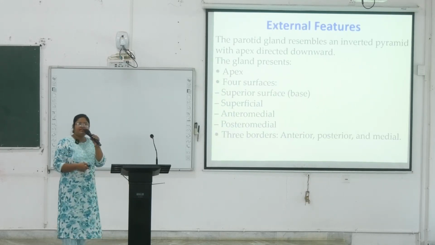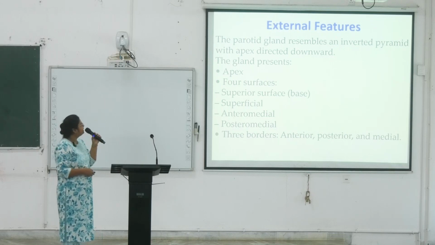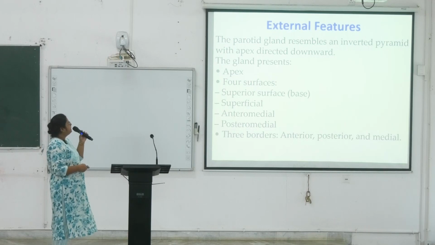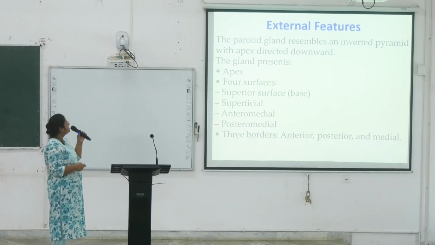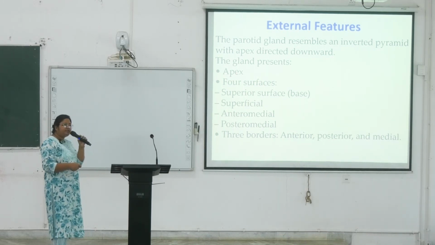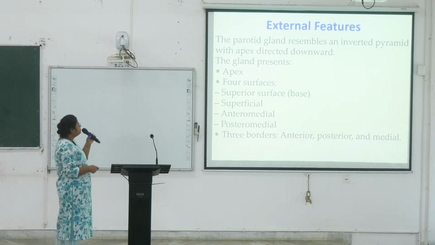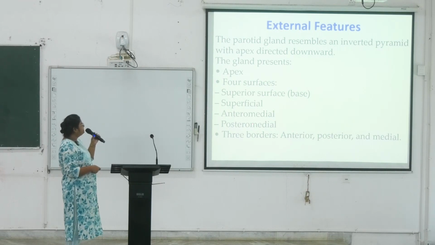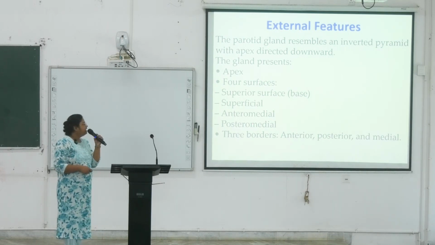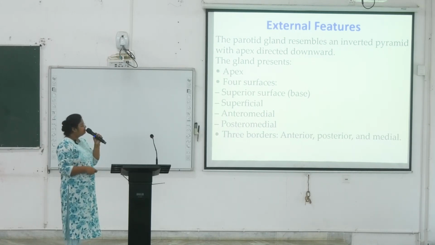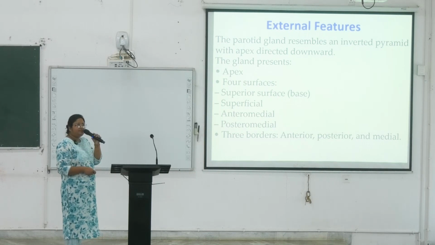Now we will discuss the external features of the parotid gland. It resembles an inverted pyramid with apex directed downward. It has an apex and four surfaces: the superior surface, opposite to the apex. The apex is directed downward, so opposite to it, the superior surface is the base of the gland. Then the superficial surface, anteromedial surface, posteromedial surface, and three borders: the anterior border, posterior border and medial border.